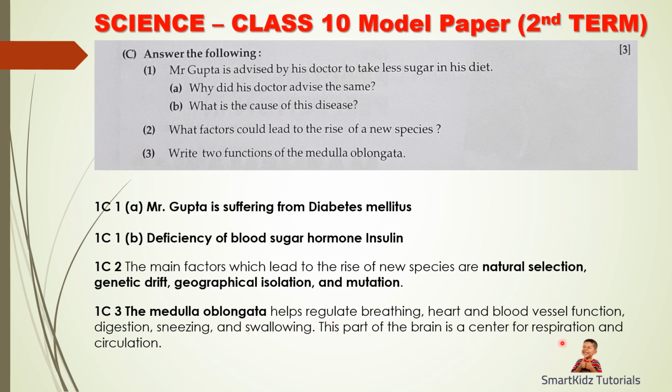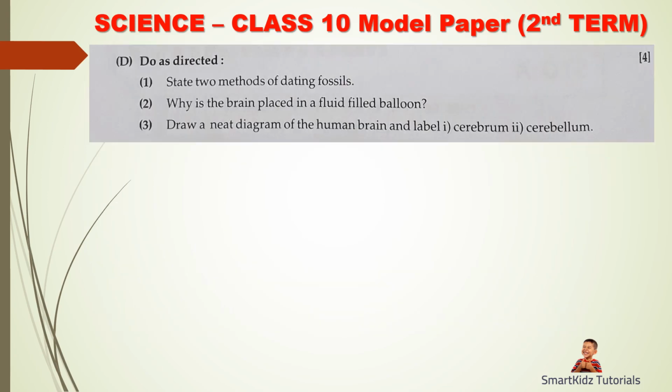Two functions of medulla oblongata, there are many actually. The main function is respiration and circulation. So that helps in regulating breathing, heart and blood vessel function, digestion, sneezing and swallowing. These are involuntary functions which are not really under our control. They happen automatically.